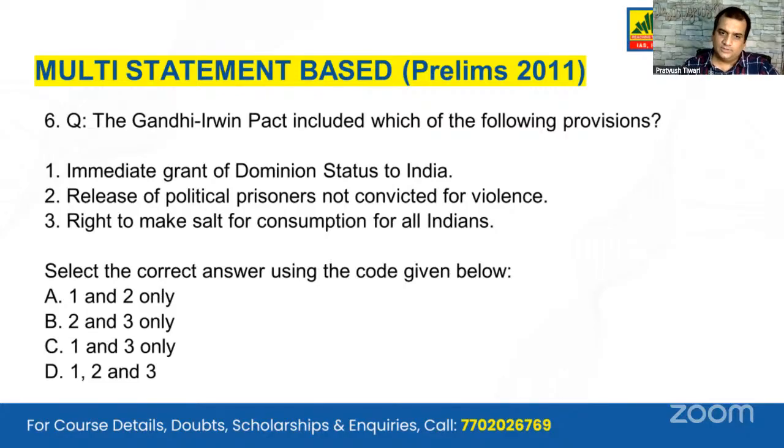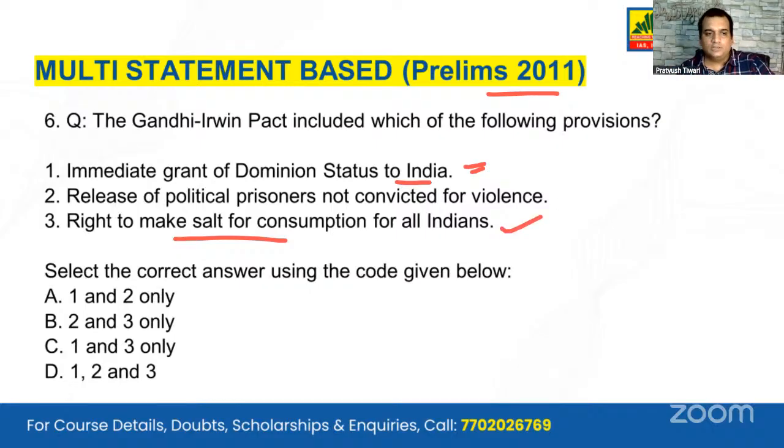Gandhi-Irwin Pact, an important topic asked in 2011, a multi-statement based question. We have dominion status being asked, and the right to make salt for consumption for all Indians. If you know when the Gandhi-Irwin Pact happened, because the Indian National Congress was not participating in the Round Table Conference, in the first Round Table Conference the Congress was not there, Gandhi was not there, they wanted Gandhi to come. That is why they will not talk about dominion status right now, but rather what was happening at that time, the salt law, Dandi March. So they will give this.